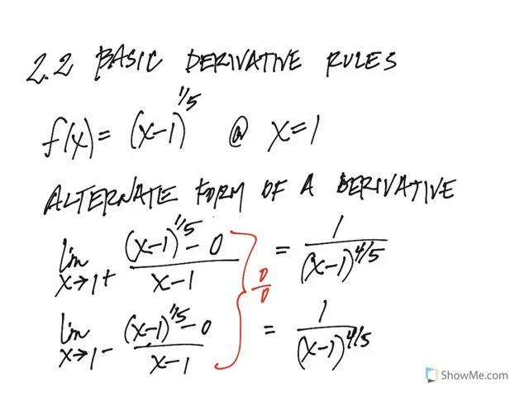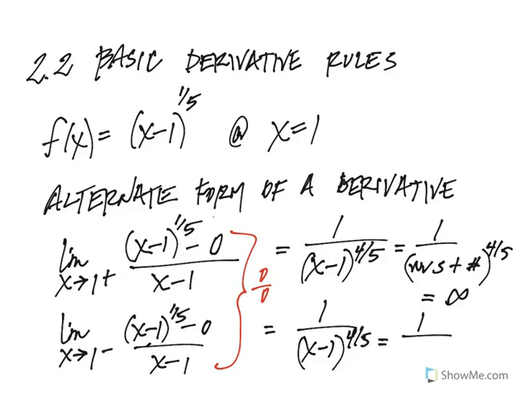1 over 0 indicates a vertical asymptote, and as you recall, if I'm approaching a vertical asymptote from one side or the other, I'm going to get either positive or negative infinity. If I come in from the right-hand side, this is 1 over a very, very, very small positive number taken to the 4/5 power. So fifth root gives me positive, fourth power gives me positive as well. This is going to go to positive infinity.